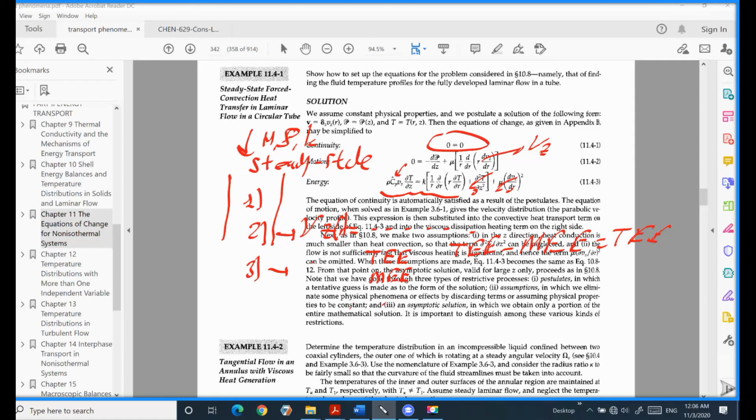This is the end of this video and chapter 11. In later videos, after finishing all the chapters, we will come back and discuss the problems in more detail. But now I will jump into chapter 12 and discuss problems in temperature dependency with more than one independent variable. Later, I will go to interface transport in non-isothermal systems, finish this energy transport part, and move to the mass transport part in later videos.